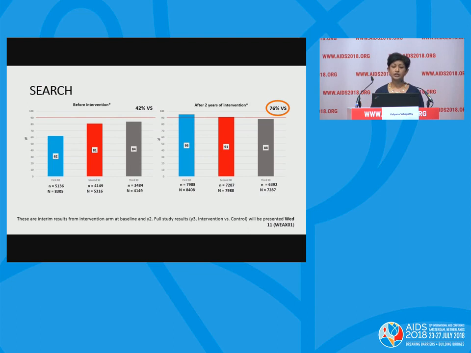Go on to SEARCH. Again, after 2 years, you see the extremely high coverage reached in terms of knowledge of HIV status, and the resultant viral suppression of 76%, which exceeds the 90-90-90 targets, and 73% viral suppression.